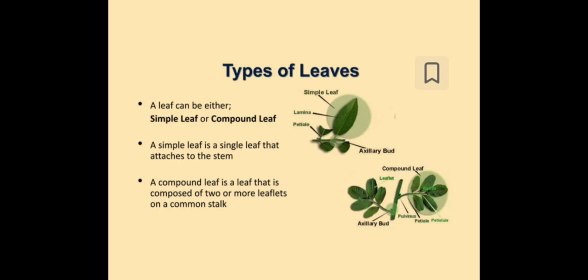Types of leaf. A leaf can be either a simple leaf or a compound leaf. A simple leaf is a single leaf that is attached to the stem, and a compound leaf is a leaf that is composed of two or more leaflets on a common stalk.